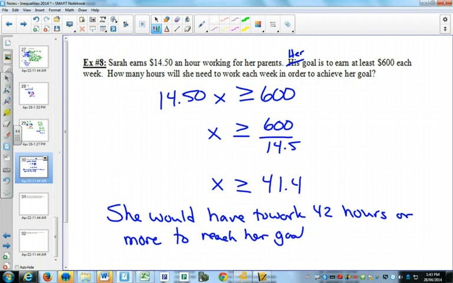So that's pretty much full time. A little bit more than full time. $600 a week.